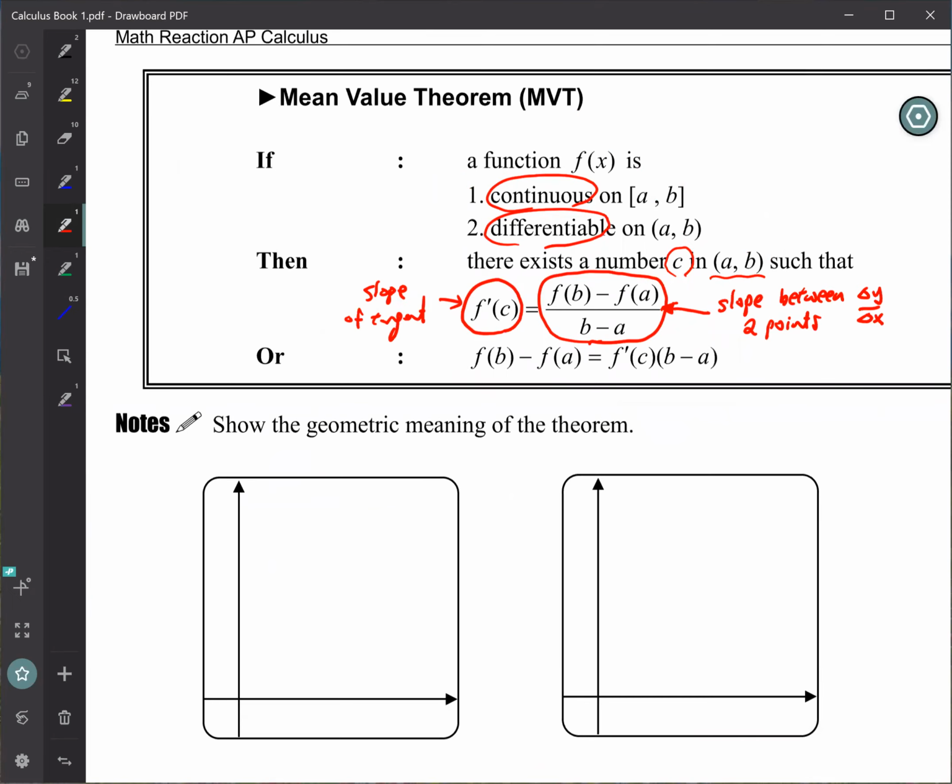So Rolle's theorem is included inside the mean value theorem, right? When we make f of b equal to f of a, then it becomes Rolle's theorem. Do you get this logic? When f of a equals f of b, then the mean value theorem becomes Rolle's theorem.